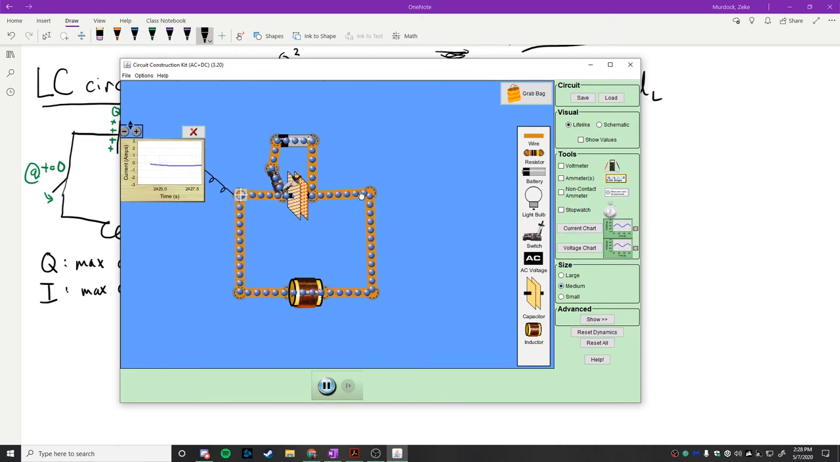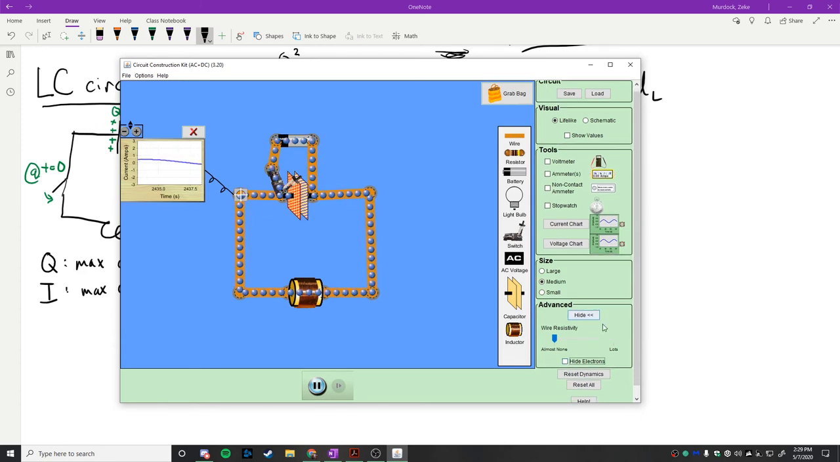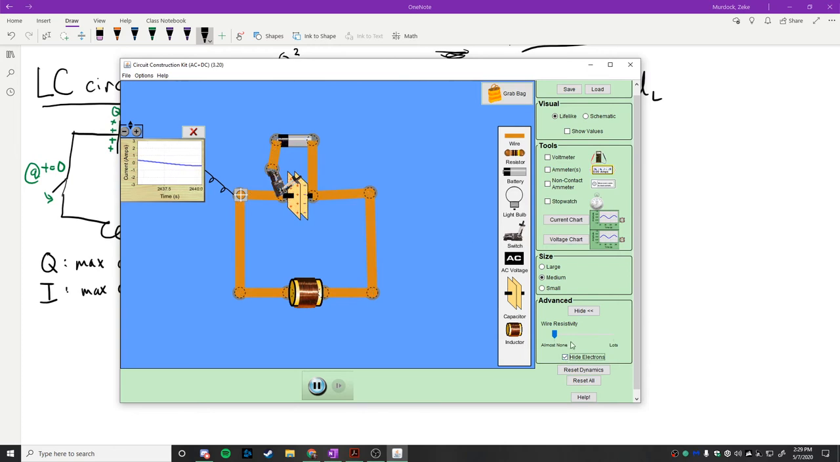I don't want to show electrons. I want to show charge carriers. I don't immediately see... Oh, advance, maybe? Hide electrons? I don't want to do that, really. I want to show the direction of the current, at the very least. Okay, we'll just use electrons. We just look at the negative charge flow. Zoom in. Okay, there we go.